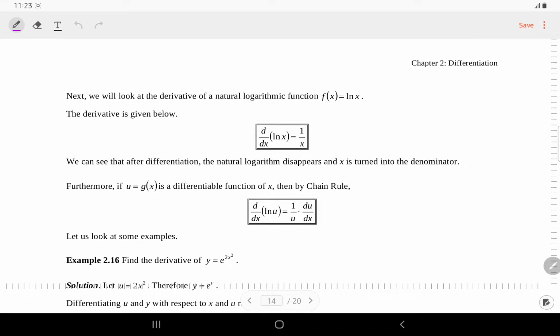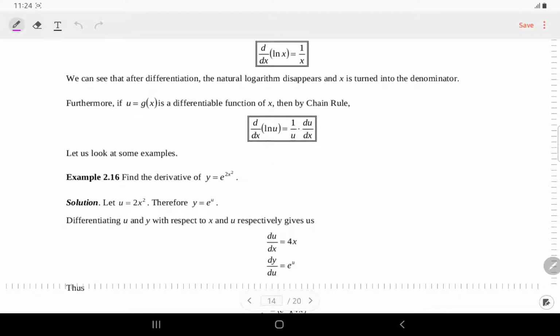Okay, before that, another formula, for differentiation of ln x. So ln x, when we differentiate it, it will become 1 over x. If we have another term other than x, let's say ln u, it will become 1 over u, and then we have to multiply with the differentiation of u.